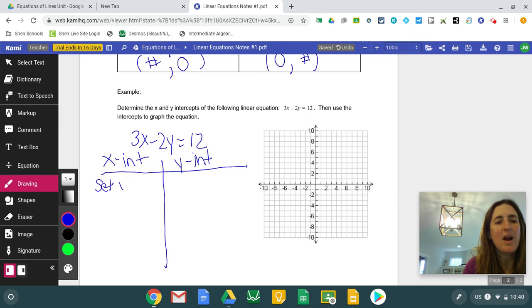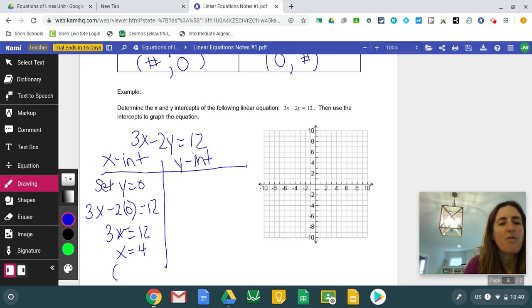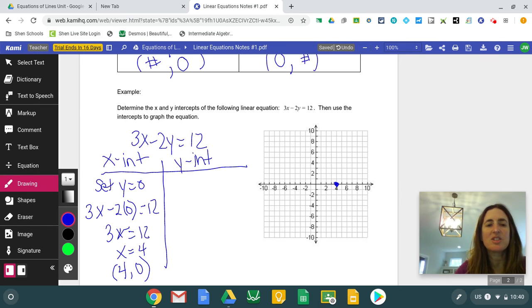We're going to set y equal to 0 to find the x-intercept. So I go 3x minus 2 times 0 equals 12. 3x equals 12, or x is 4. So in other words, (4, 0) is a point. Over 4, up 0 is where the x-intercept is.